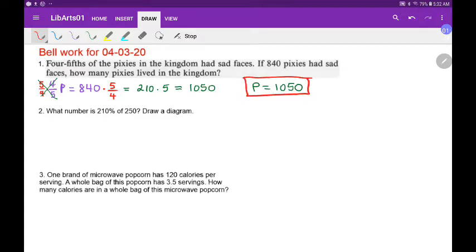4/5, which isn't the whole thing, is 840. So to have the whole thing, I need a little bit more. So that's a reasonable answer.